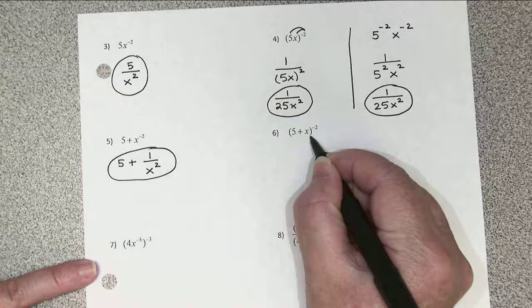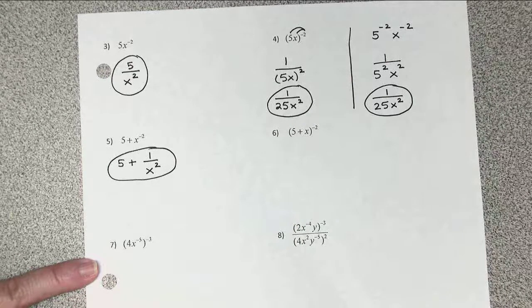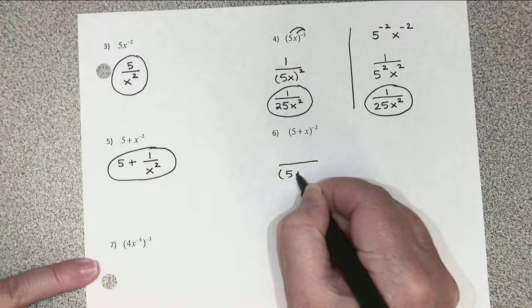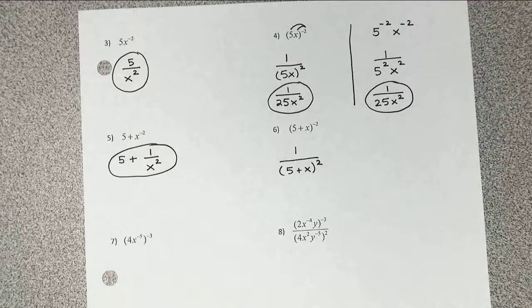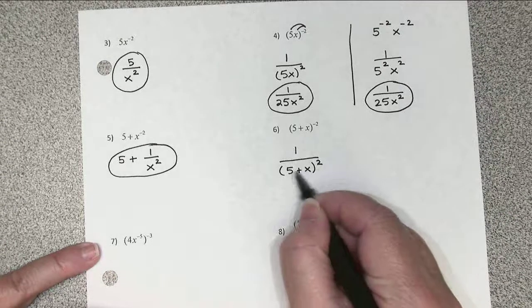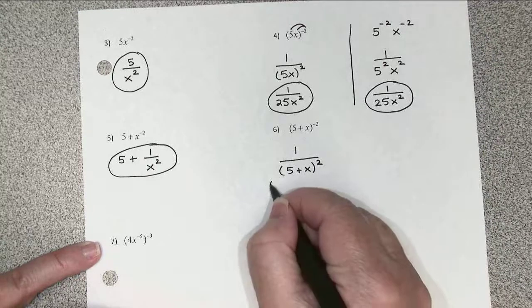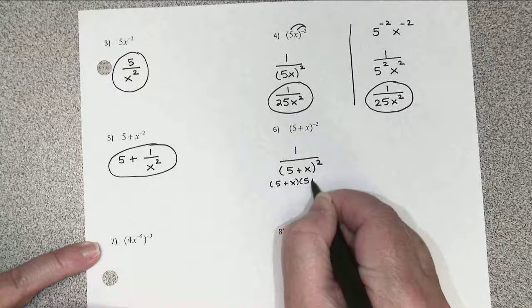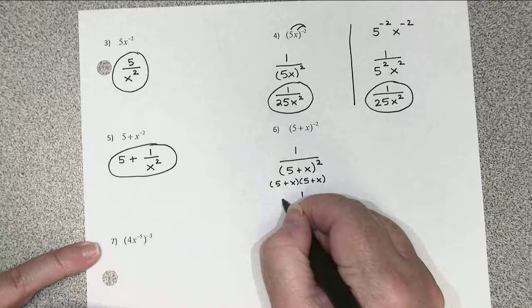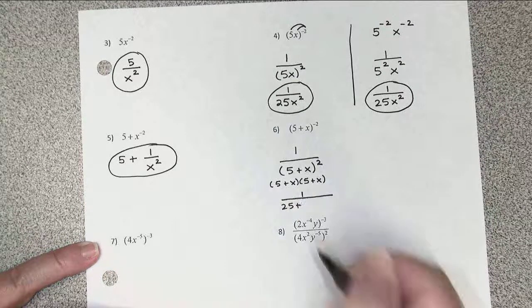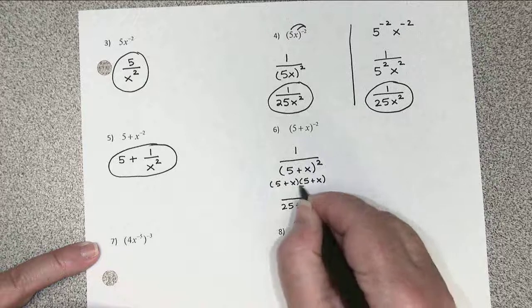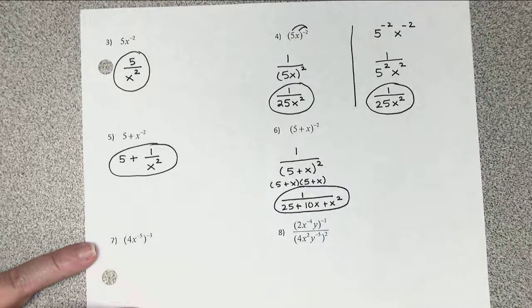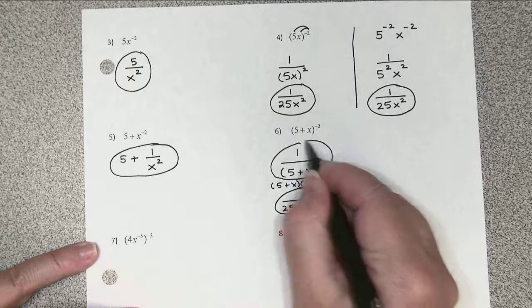In number 6, the 5 plus x is all raised to the negative second power. So the entire 5 plus x squared gets moved to the denominator with just a 1 on top. I could leave that just like that. Or, if I did want to multiply out the denominator, remember this is really a FOIL or distributive law situation. I could write that as 1 over 25 plus 5x and 5x are 10x plus x squared. Either of these are really acceptable answers.